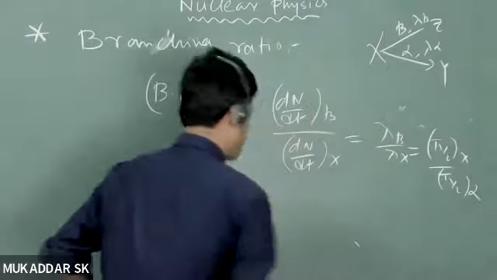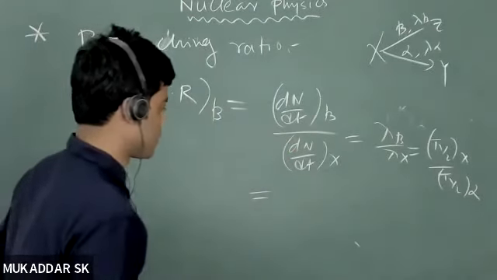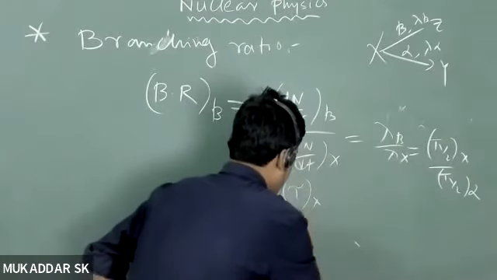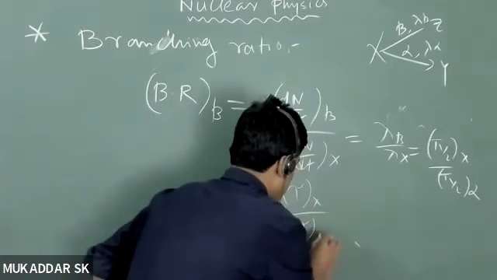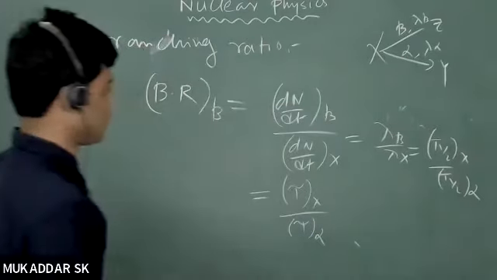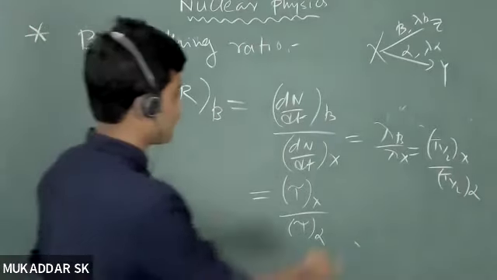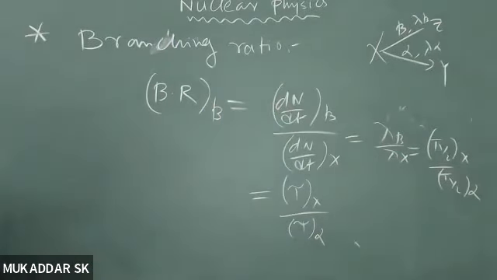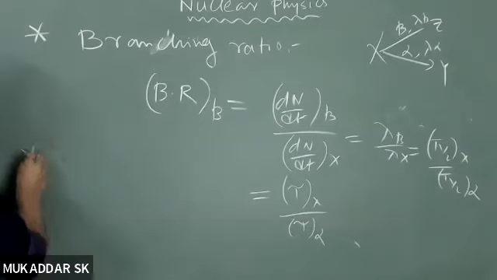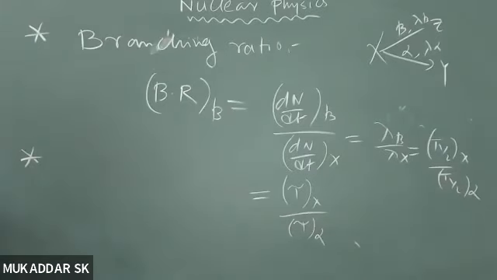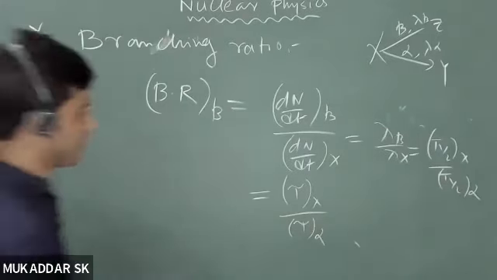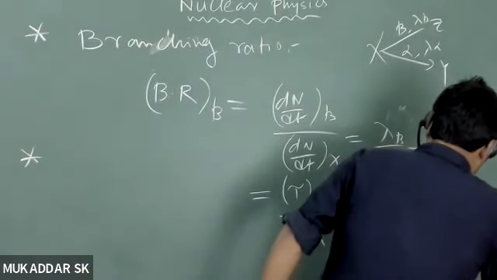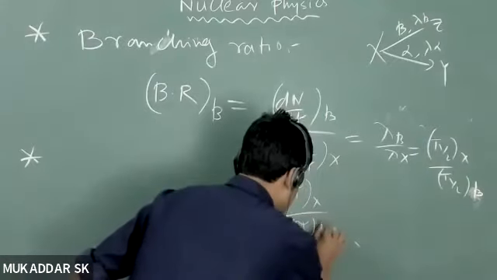That can further be written as total mean life by mean life in beta decay. So you can see the branching ratio of alpha was lambda alpha by lambda x, and for beta it is lambda beta by lambda x. Sir, shouldn't this be t half beta? Yes, very good, thank you, this will be beta.